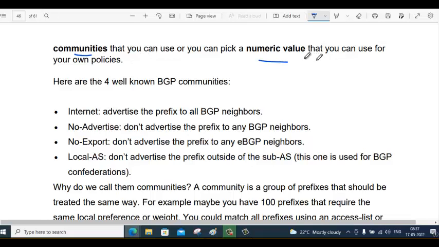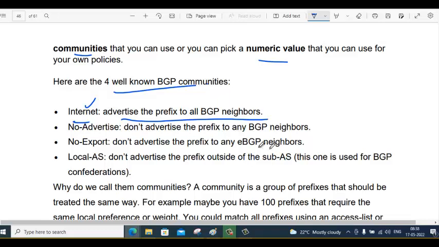There are also four well-known communities. Internet, I said. For this community you simply put internet. Automatically it will assign a predefined numerical value. So when the receiving router receives the predefined numerical value, it knows that it needs to advertise to all neighbors.